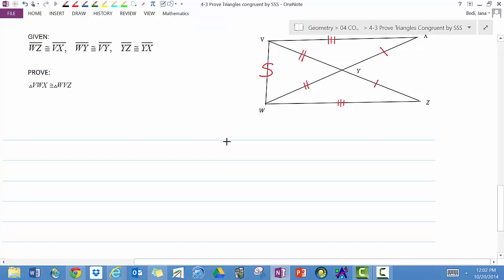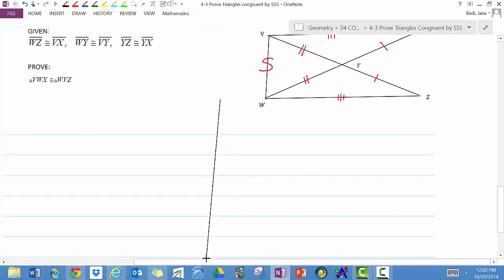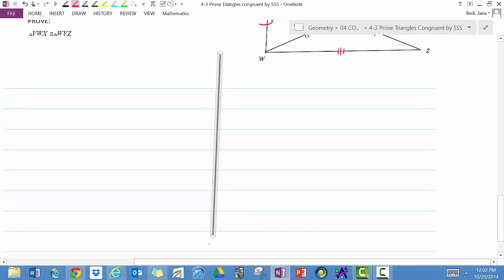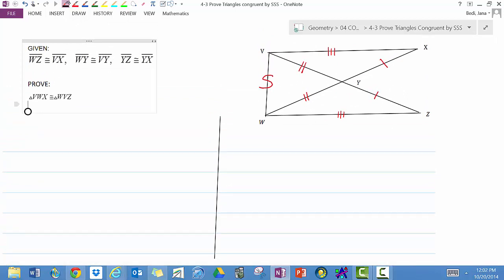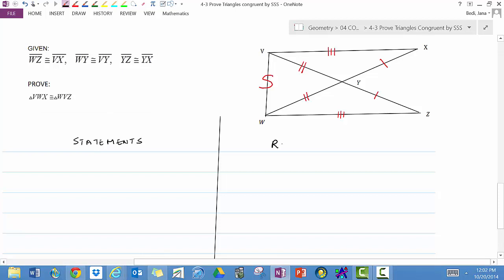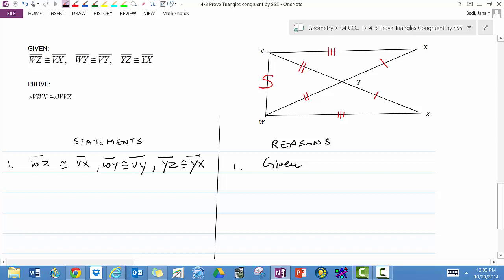Let's go ahead and do our statements and reasons. So this is statements and reasons. The first one, of course, is you write the given, which is from here. So I write given. Segment WZ is congruent to segment VX. Segment WY is congruent to segment VY, and segment YZ is congruent to YX.